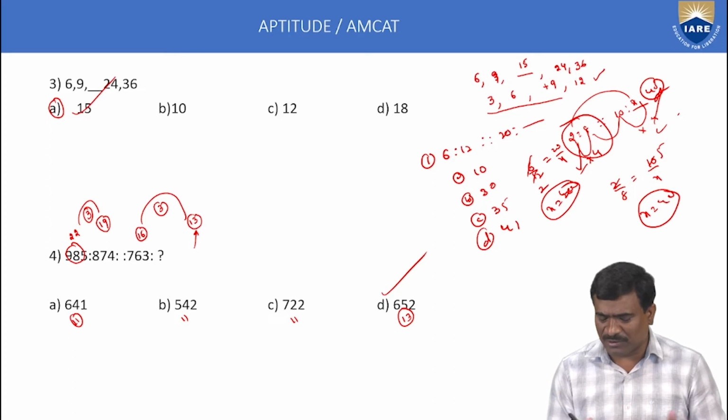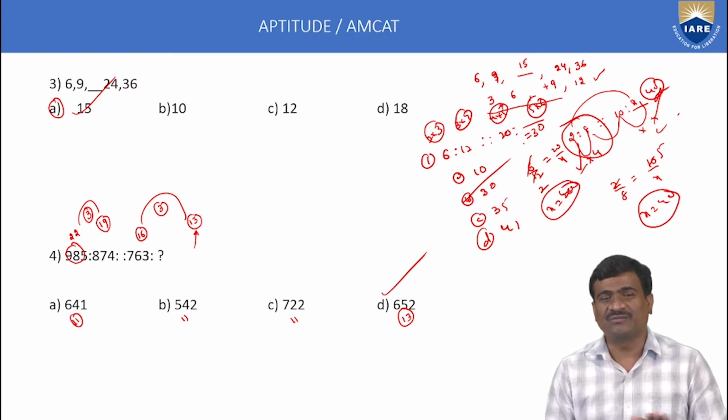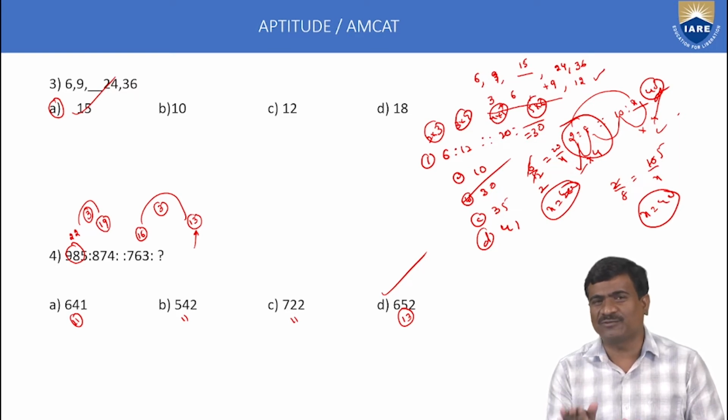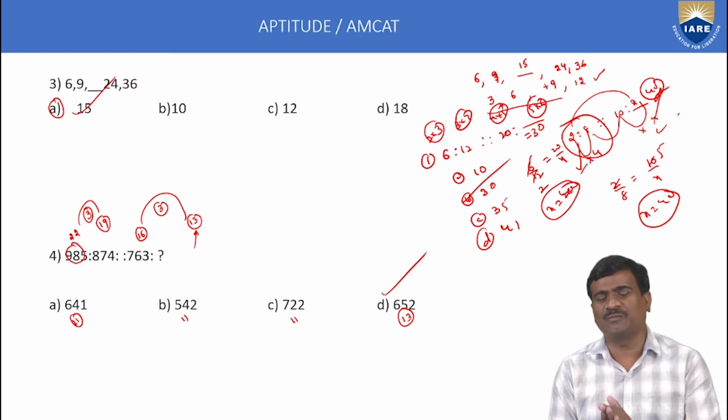But in reasoning ability: 2 into 3 is equal to 6. 3 into 4 is equal to 12. Similarly, 4 into 5 is equal to 20. 5 into 6 is equal to 30. Option B only is correct. This is about the difference between reasoning ability and quantitative ability.